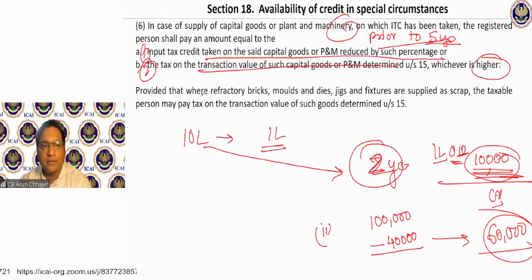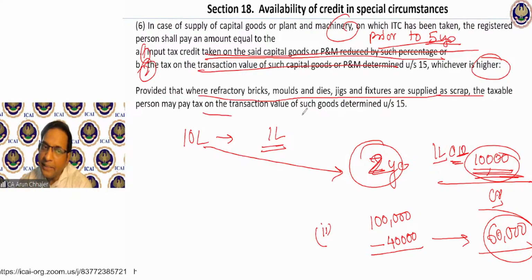However, for bricks, moulds, dies, fixtures, which are supplied as scrap, the 5% per quarter rule will not be applicable. You can simply pay the tax on the transaction value as per section 50.